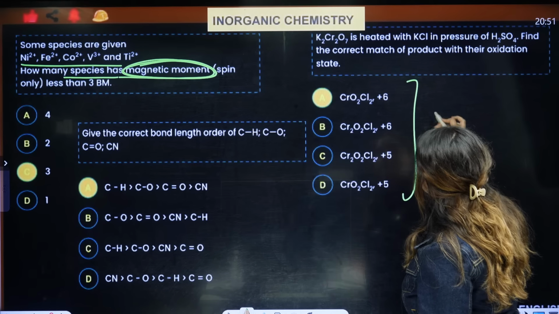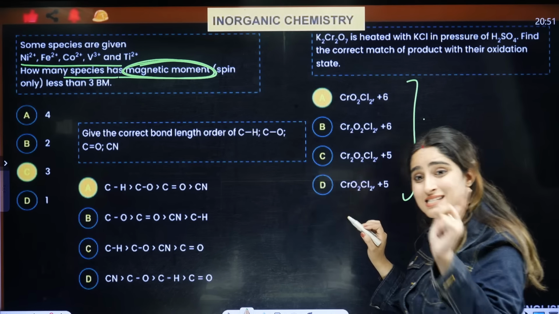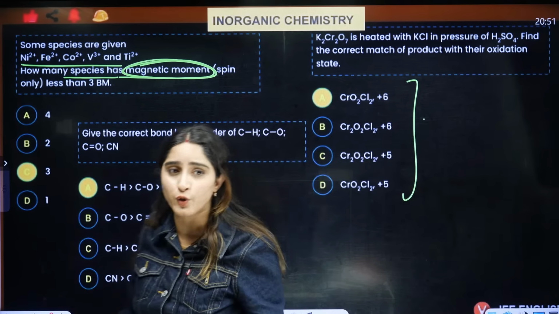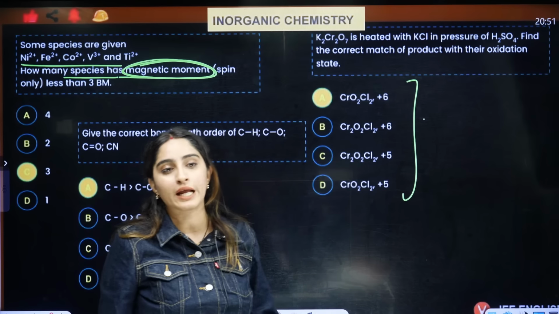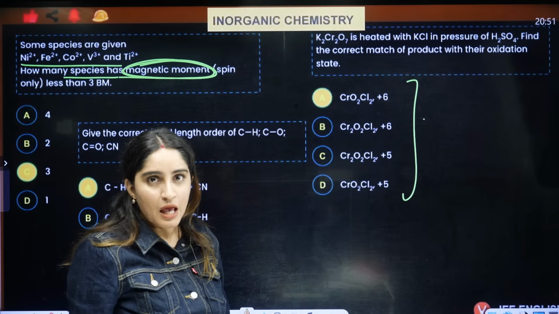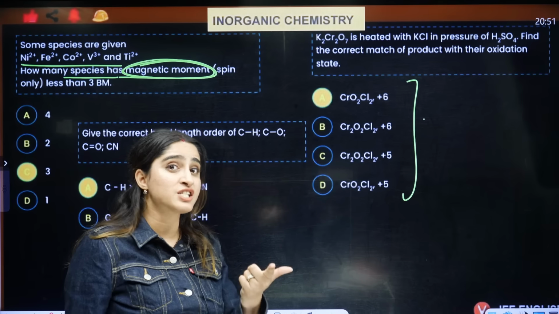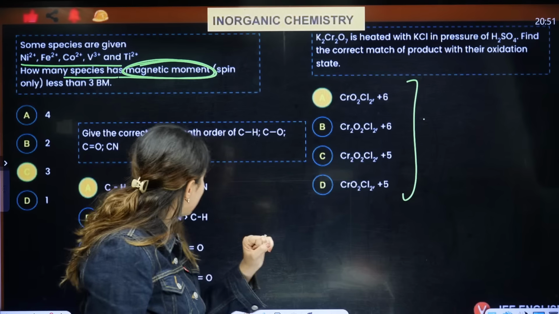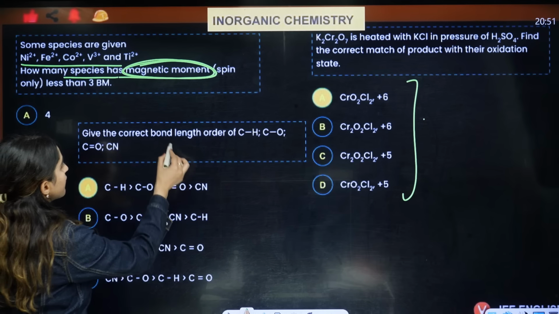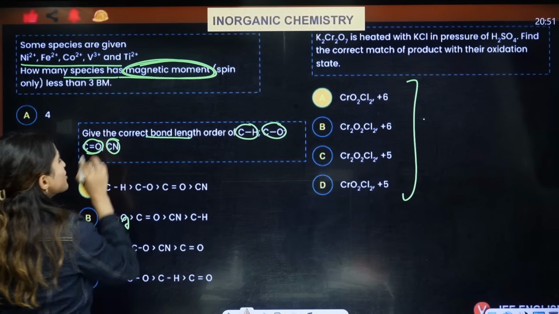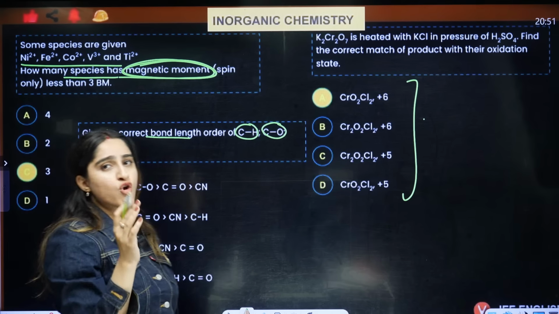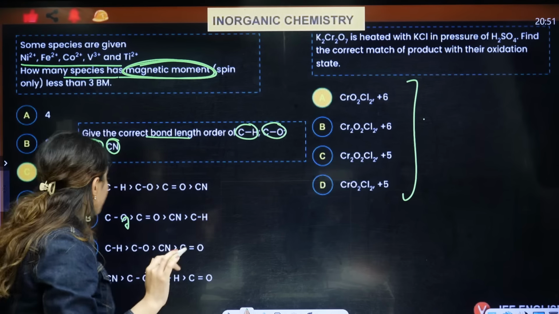Like in the first shift they asked about KMnO4, in the second shift they asked about K2Cr2O7, right? Again, a very simple direct question based on K2Cr2O7. So first shift they asked KMnO4, second shift they are asking K2Cr2O7. And here they have asked the bond length of C-H, C-O, C=O. This is a general question based on the electronegativity pattern, right?